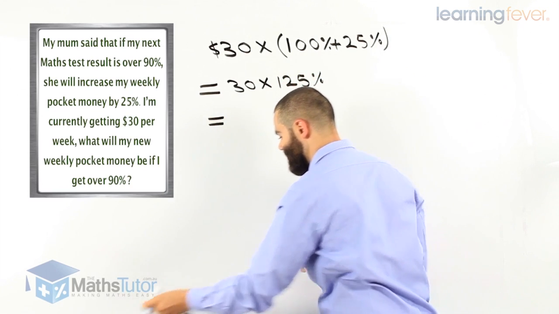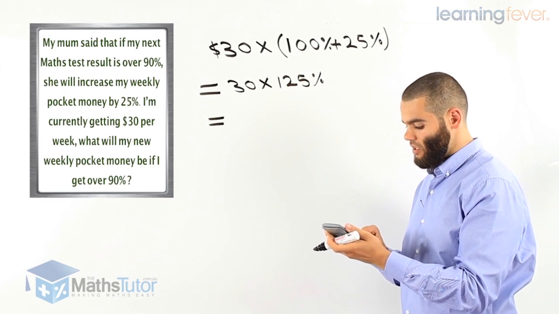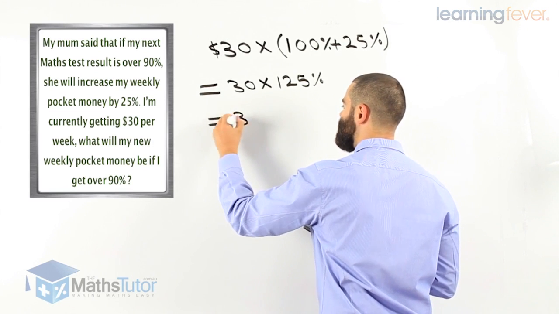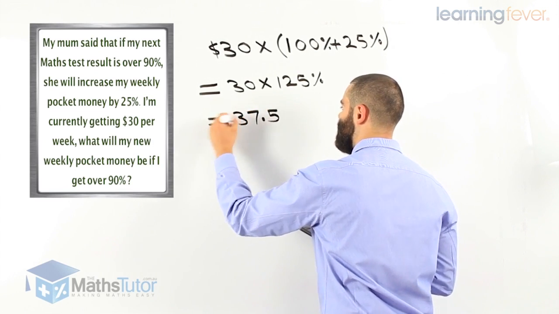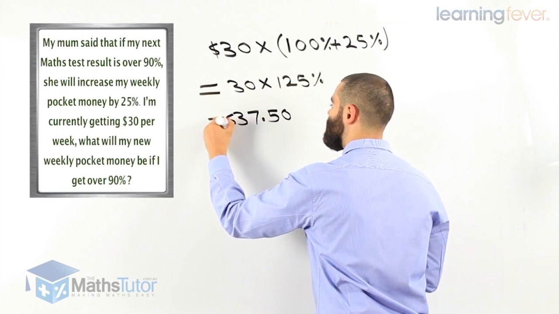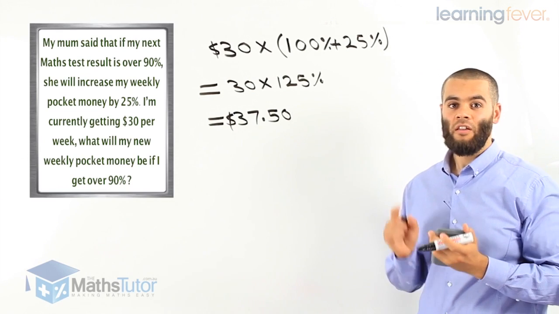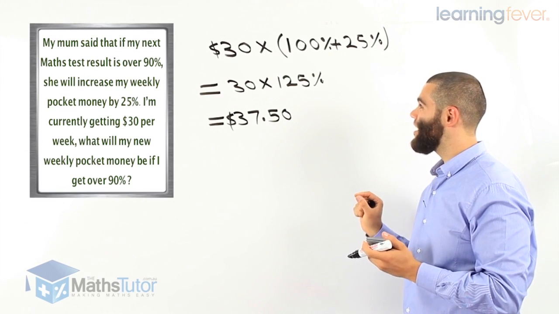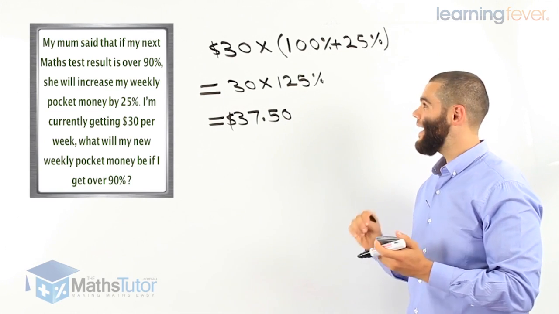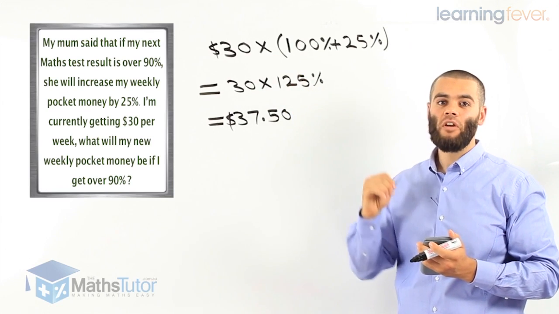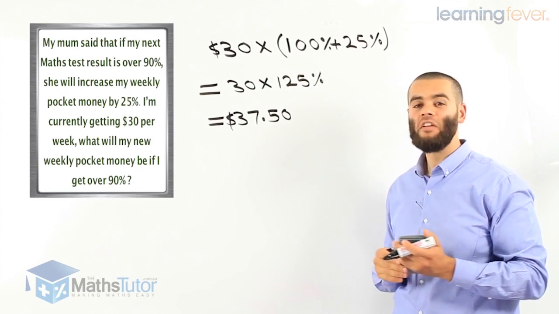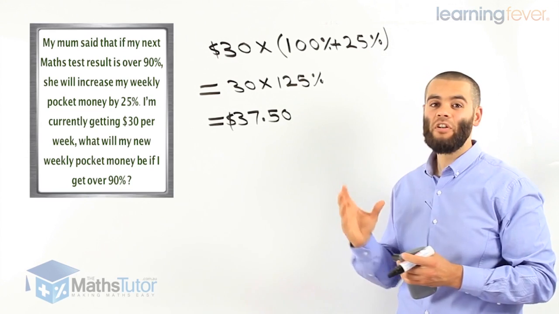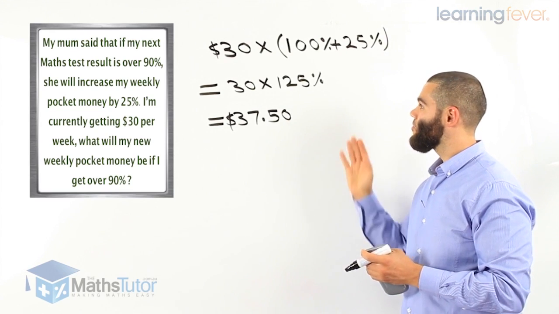Let's work it out. 30 times 125%. The new pocket money will be $37.50. So if he gets above 90%, his wage is going to increase by 25%, and his wage was 30. If he gets over 90% on his test, his wage is going to become $37.50. This is a perfect example of how we can increase an amount by a percent.